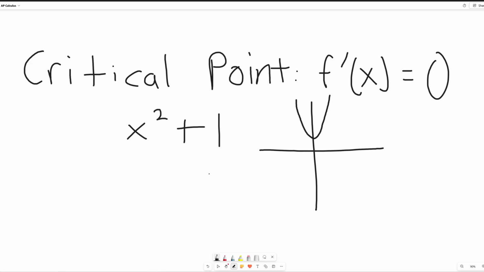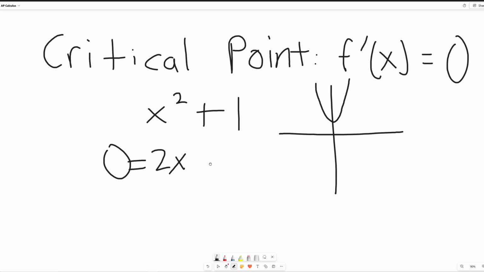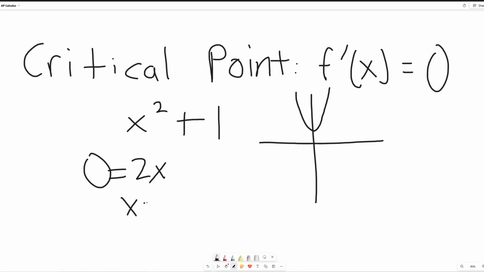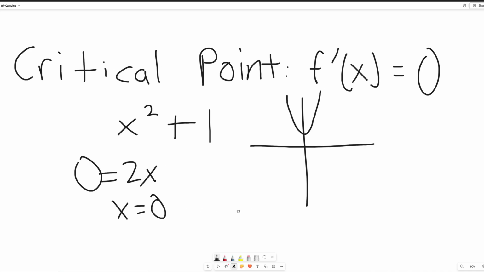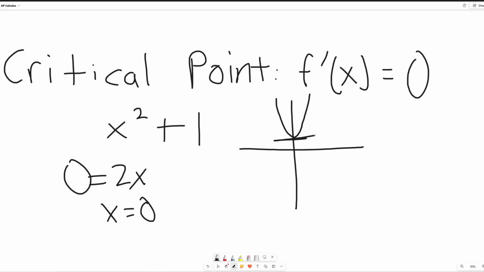So, when you take the derivative of this, you will get 2x, and then you set it equal to 0, and this is how you find your critical points. All you do is you take the derivative of your function and set it equal to 0. In this case, the critical point is at x equals 0, which is right here.